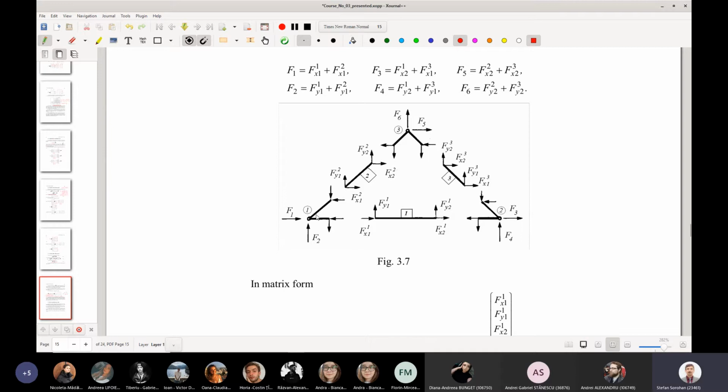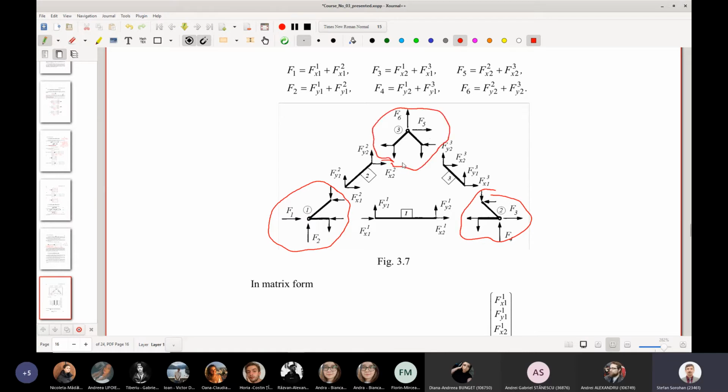And so on. Here, if we expand or split the elements, we can write the equilibrium for every node. So this length here is 0, but in expanded form, it's better to put a... And if you write the equilibrium for node 1, then for node 2, and then for node 3, you will obtain these 6 relationships here.